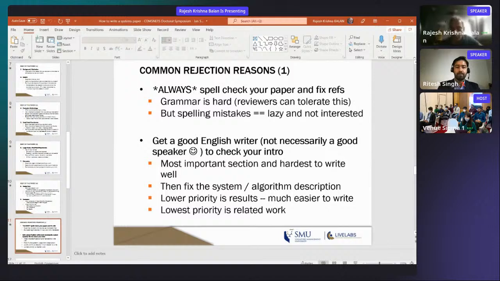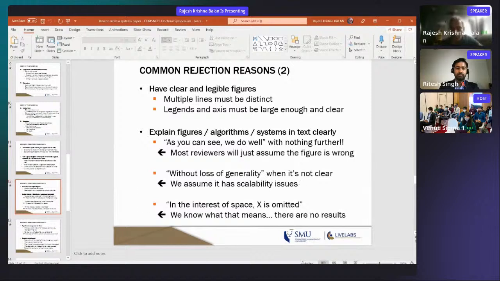The easiest sections to write are related work and the results, because results are mostly numbers, right? And related work, you're just talking about past work. The hardest is the intro. Okay. Have clear and legible figures.